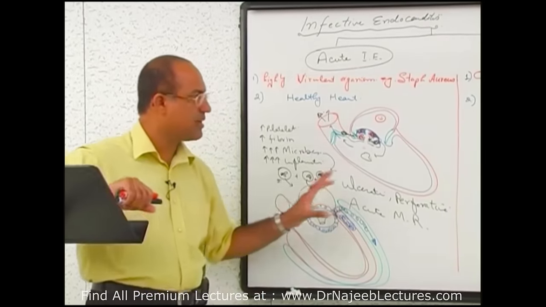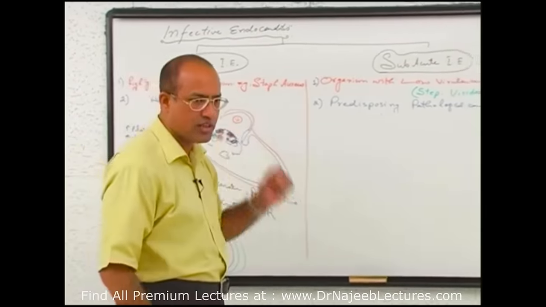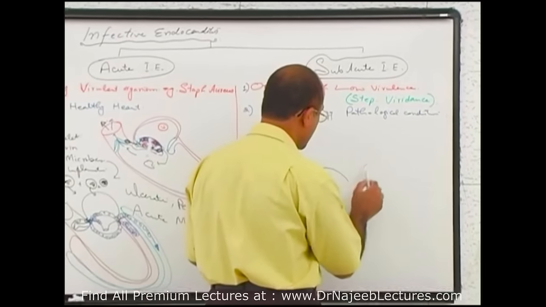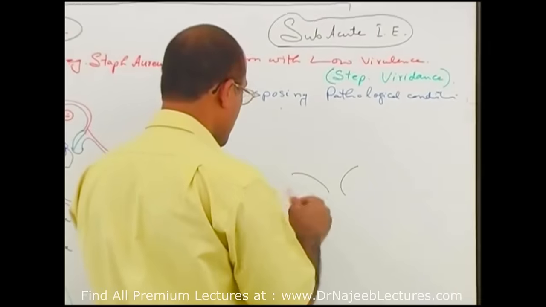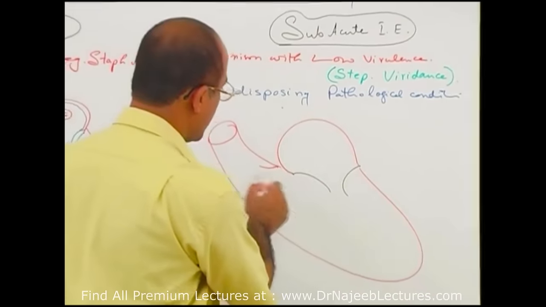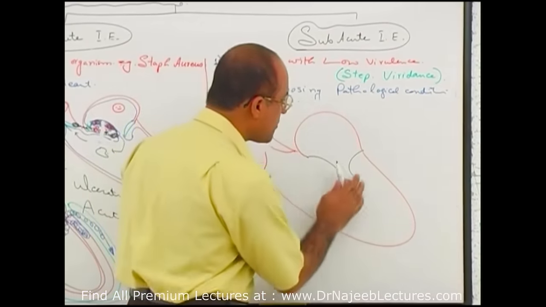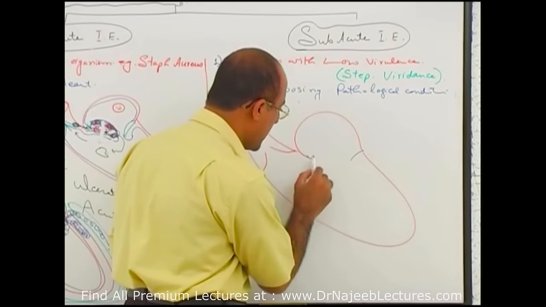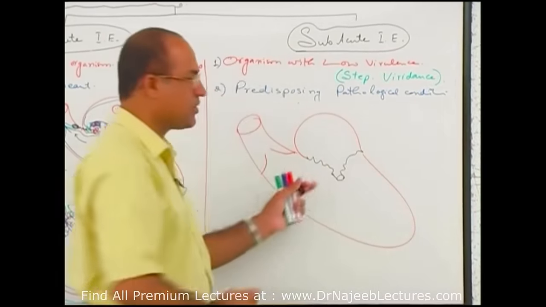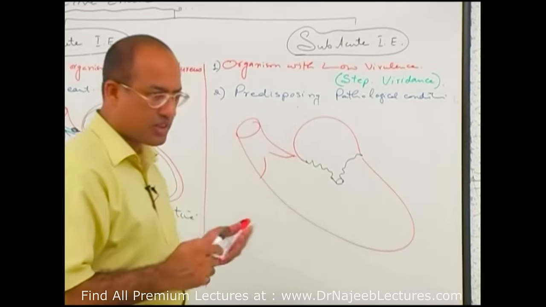But when we compare the vegetation and disease process of acute with the subacute condition, the story is different. In subacute condition, let's suppose here is the valve and here is the ventricle, right? Now, in this case, I told you that maybe the valve is already distorted. The valve is already abnormal and distorted. This is the first problem. Is that right? Now, this is a predisposed area.